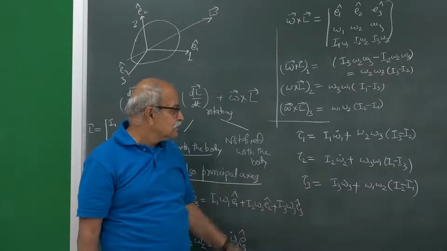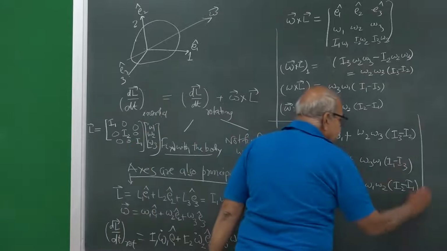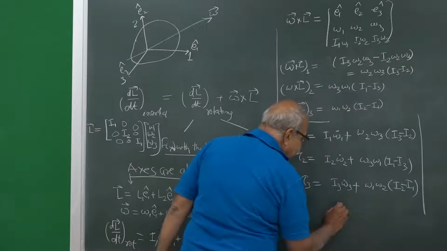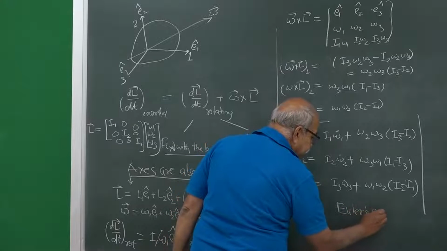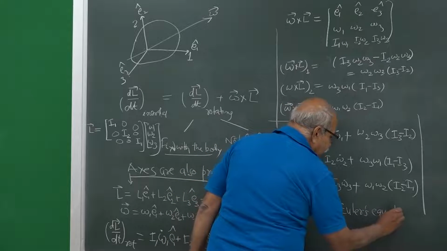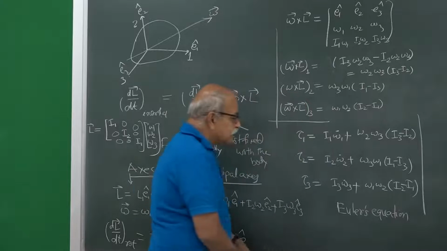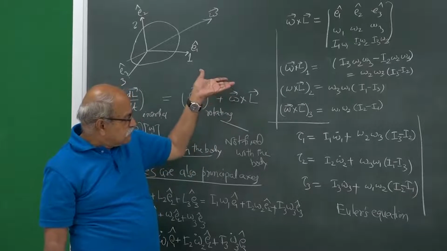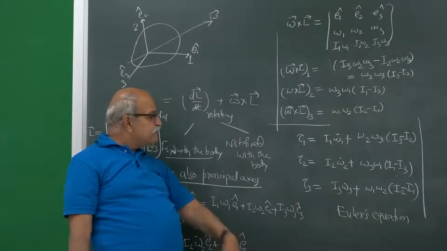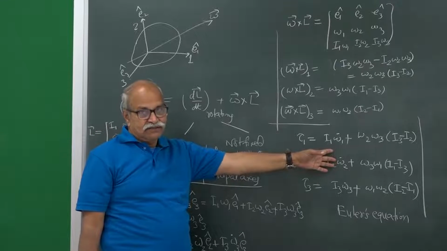So, these are the equations, they are named Euler's equations, Euler's equations for this rigid body motion. So, if it is easier to use this frame, you can use these equations to describe the motion.